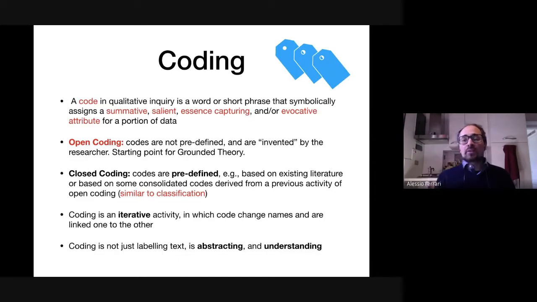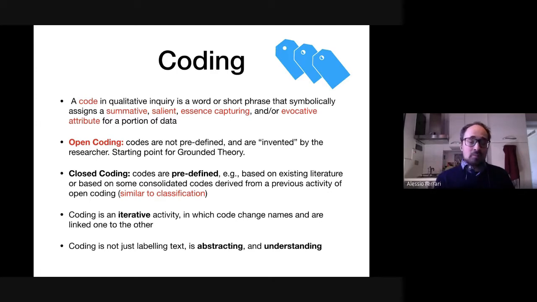Coding, we've seen from the picture, is one of the building blocks of grounded theory, and one of the building blocks of thematic analysis. A code in a qualitative inquiry is a word or short phrase that symbolically assigns a summative, salient, essence-capturing, or evocative attribute to a portion of data. It is basically a label that means something, that associates some reflection to your data.